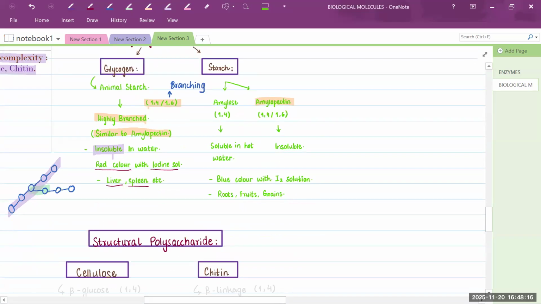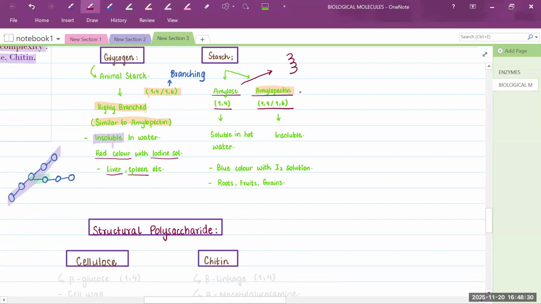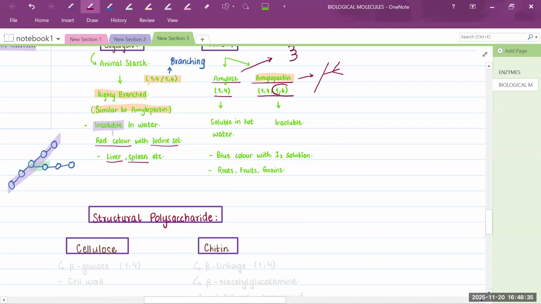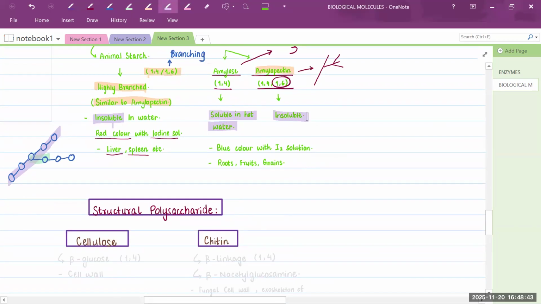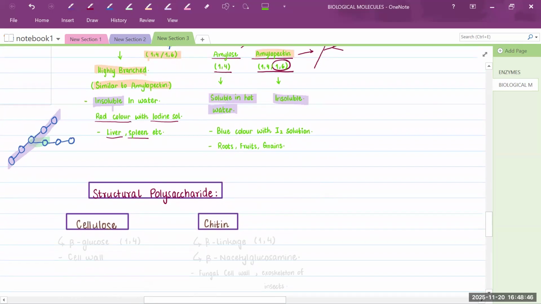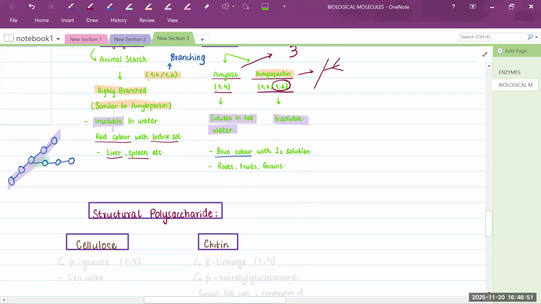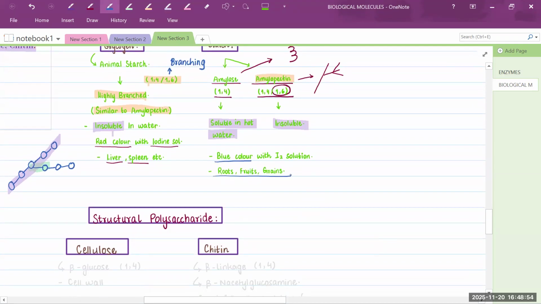Moving to starch, starch is made up of amylose and amylopectin. Amylose only has 1,4 linkage, and it is usually like a helix, so there is no branching in this, but in amylopectin we have branching. That's why we have a 1,6 linkage here. Amylose is soluble in hot water, but amylopectin is insoluble in hot water or even in cold water. It is generally insoluble. This gives blue color with iodine solution. We all know that starch gives blue color with iodine solution, and it is mostly found in roots, fruits, and grains.